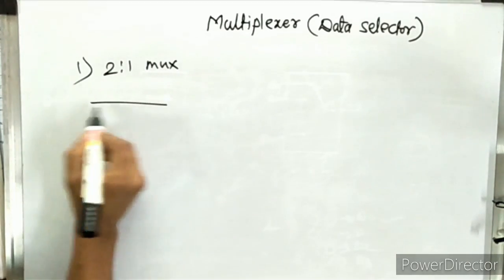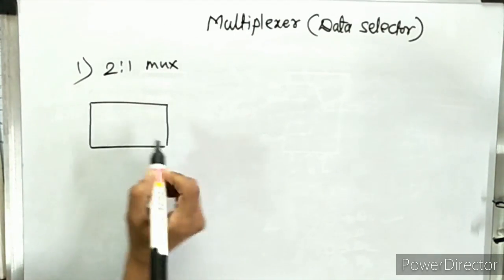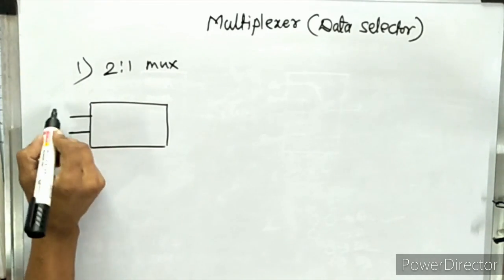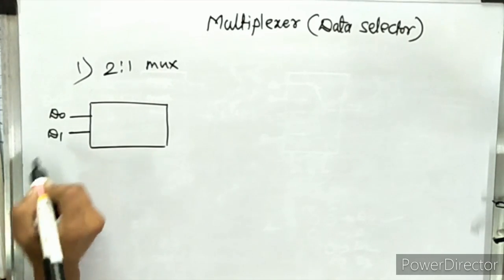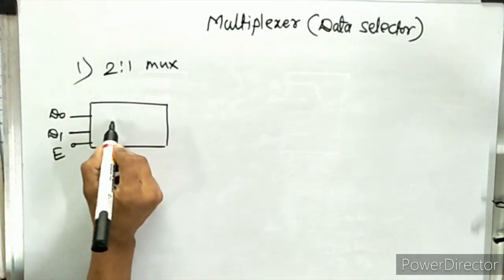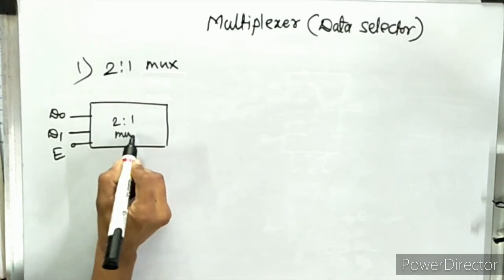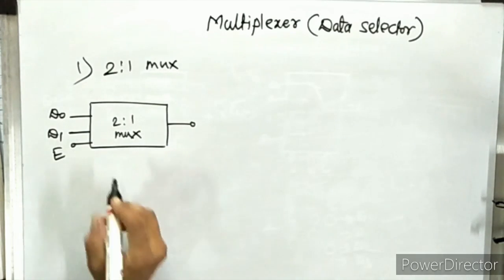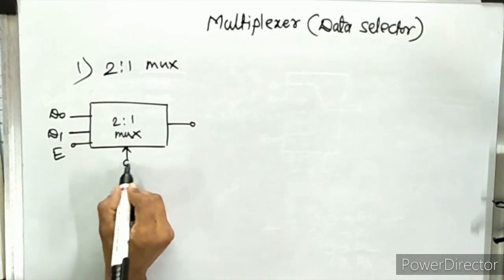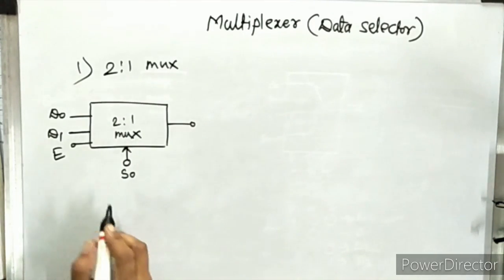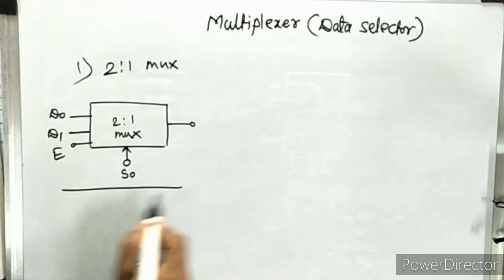So the block diagram for the 2:1 mux, that means it has 2 inputs and 1 output. So it has 2 inputs, that is D0 and D1, and one enable input. This is the 2:1 mux. It has 1 output, and to select these 2 inputs we require one select line, that is S0. So let's plot the truth table.